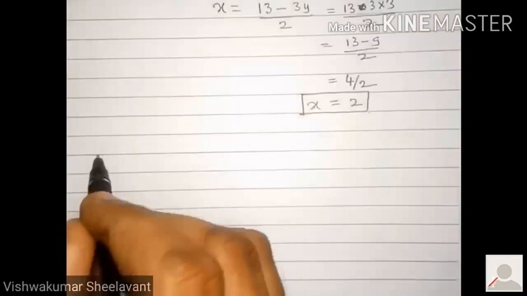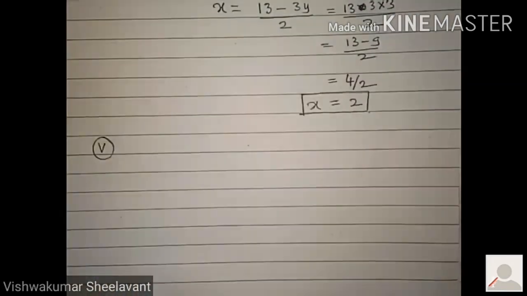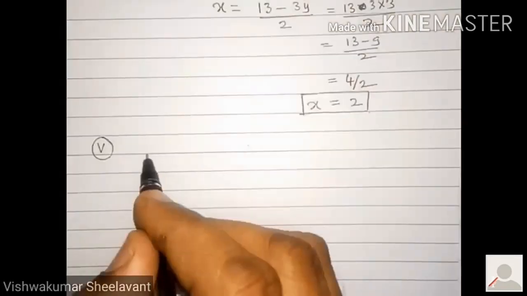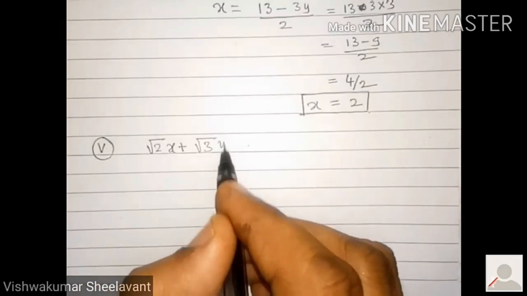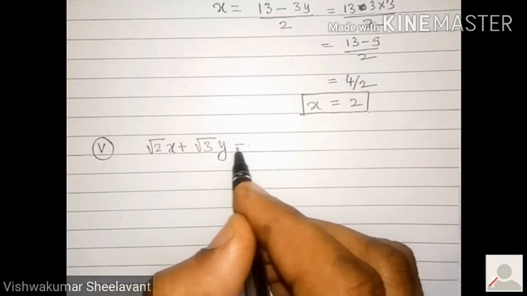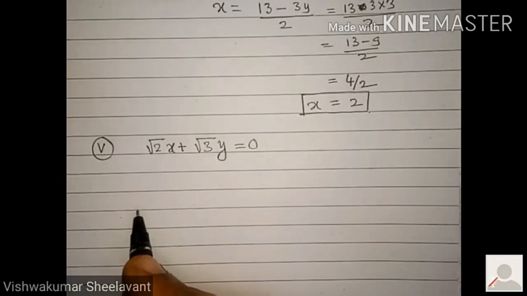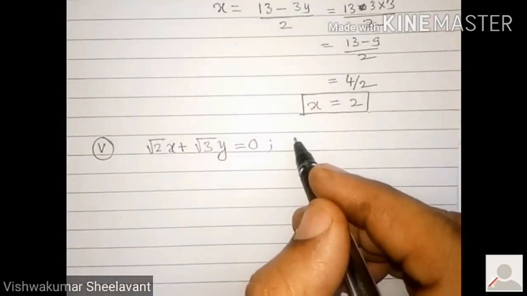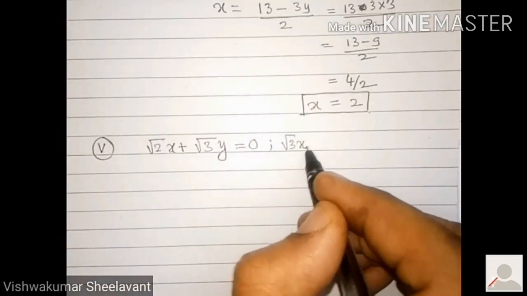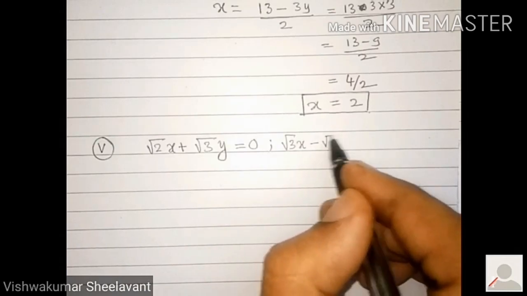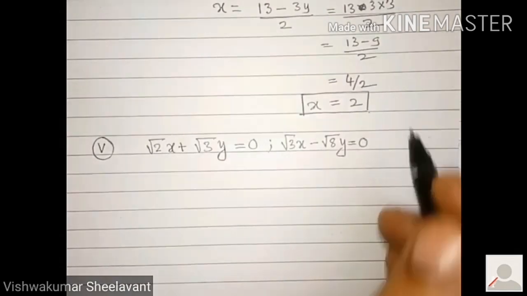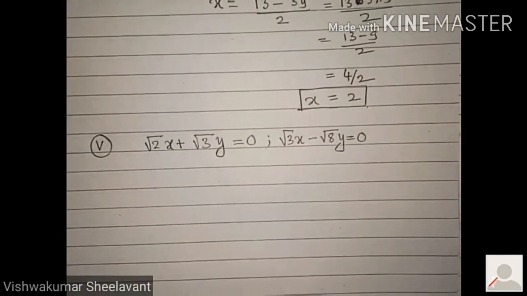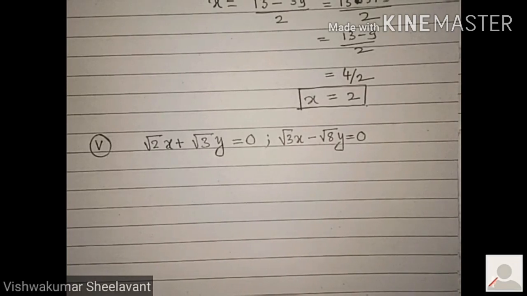I will take the fifth question. Fifth question is root 2x plus root 3y equal to 0. Second equation, root 3x minus root 8y equal to 0.